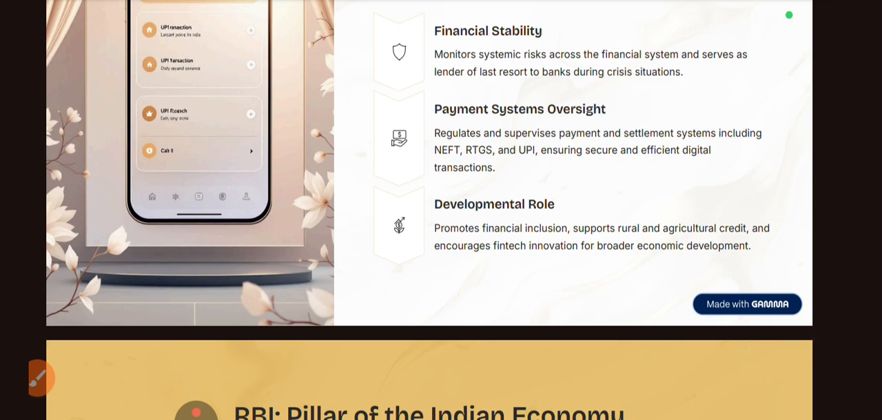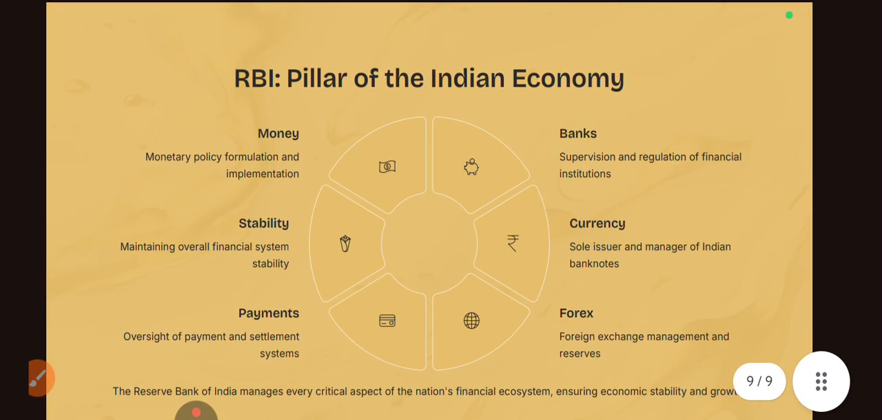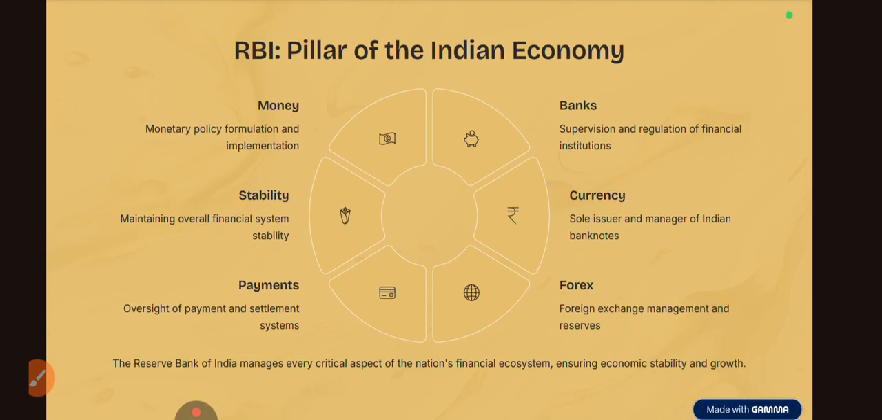Development role: promote financial inclusion, support rural agriculture credit, and encourage fintech innovation and broader economic development. The last is the summary. As we know, RBI is a pillar of the Indian economy. RBI supplies money, provides stability, gives security to payments, is the banker to the banks, is the issuer of the currency, and is the banker to the government and manager of foreign exchange. Okay, these are the functions of RBI.